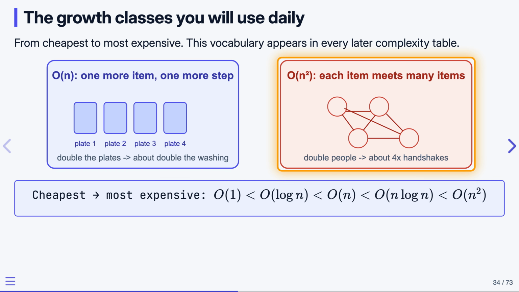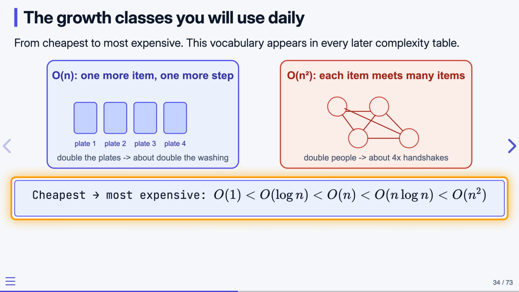Now big O of n squared. Think of a party where each guest shakes hands with everyone already there. Every new person greets the whole crowd before them. So if you double the guests, the number of handshakes grows about 4 times. This cost explodes much faster.